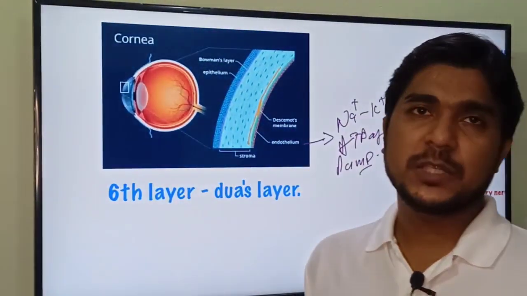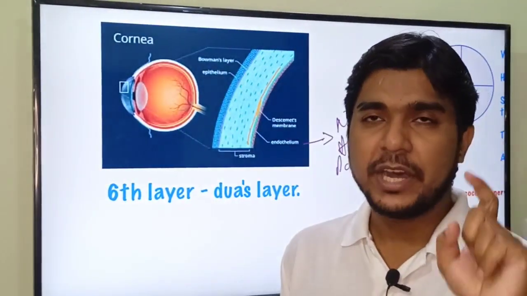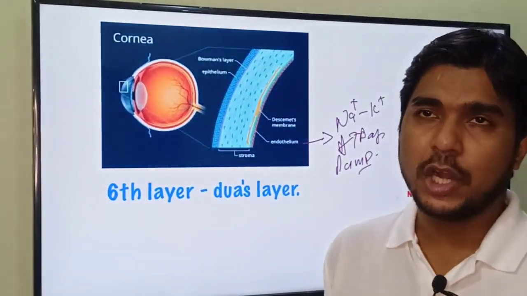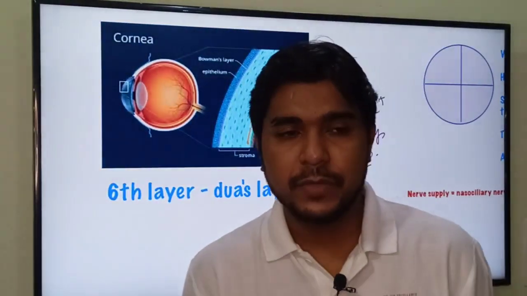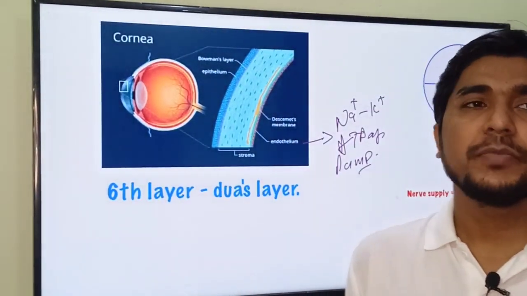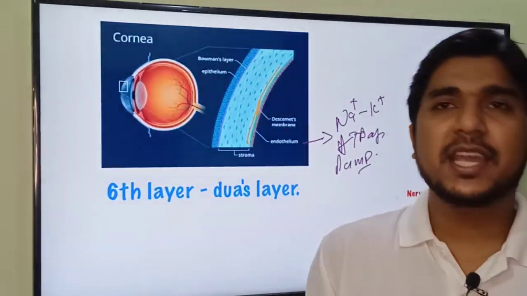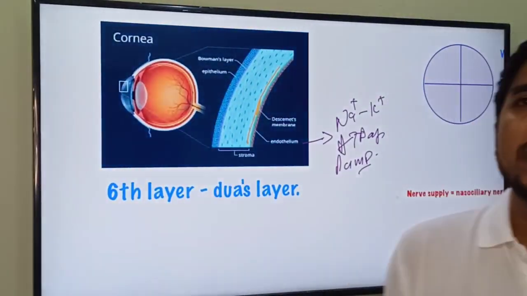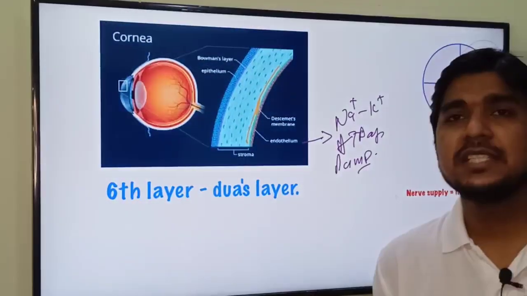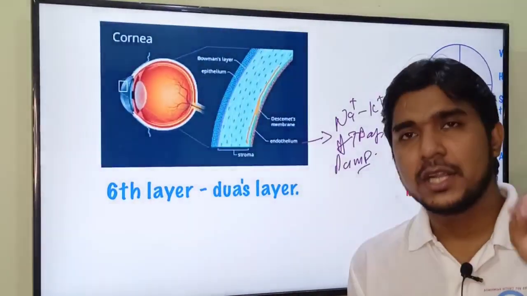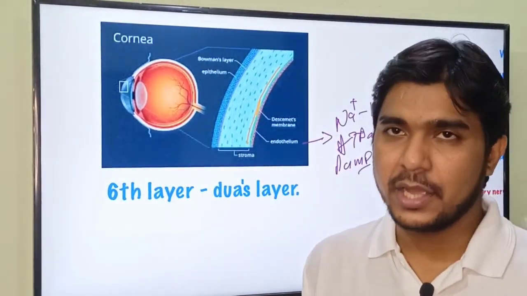The four causes responsible for the transparency are: first, the parallel arrangement of the collagen; second, avascularity; third, presence of stromal glycosaminoglycans like chondroitin sulfate and keratan sulfate; and fourth, the sodium potassium ATPase pump, which is maintaining the relative dehydration of the cornea.